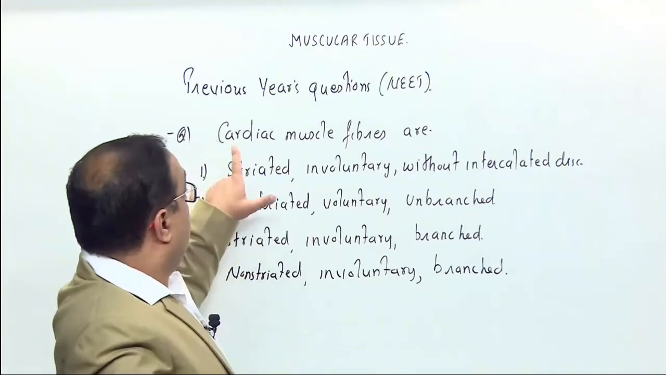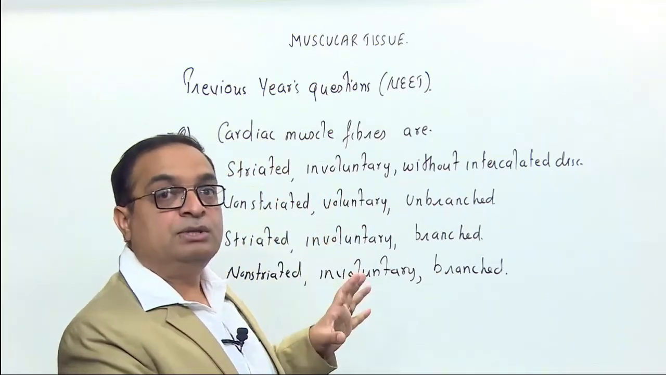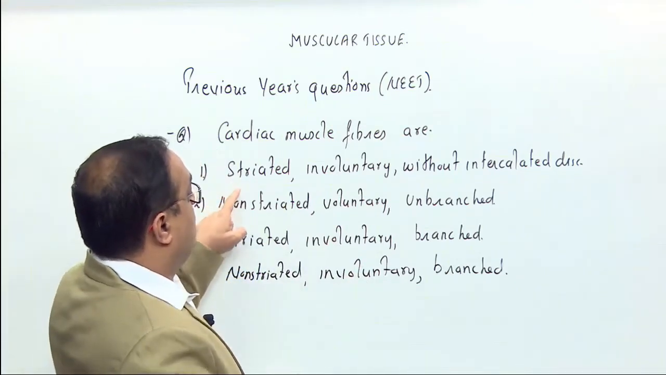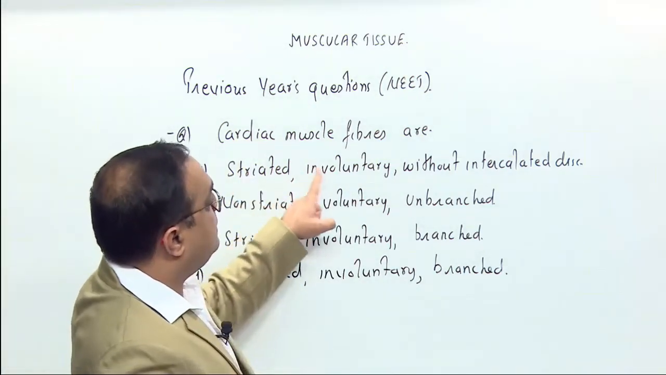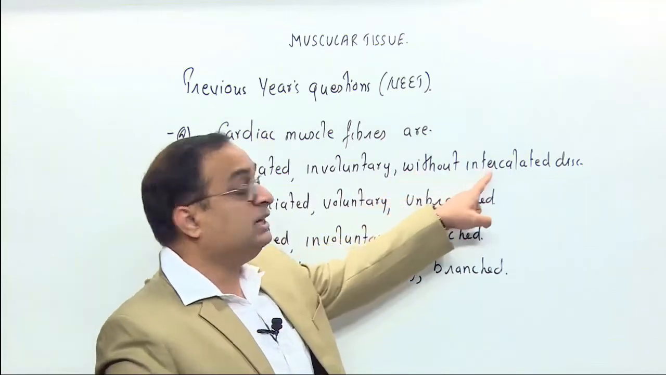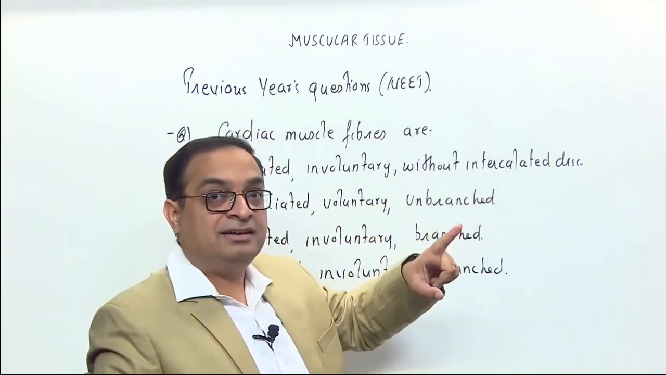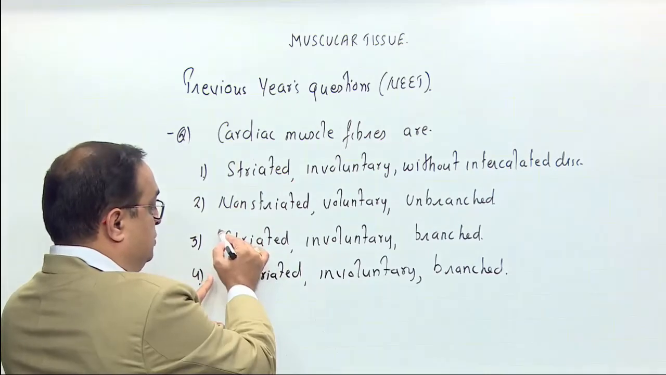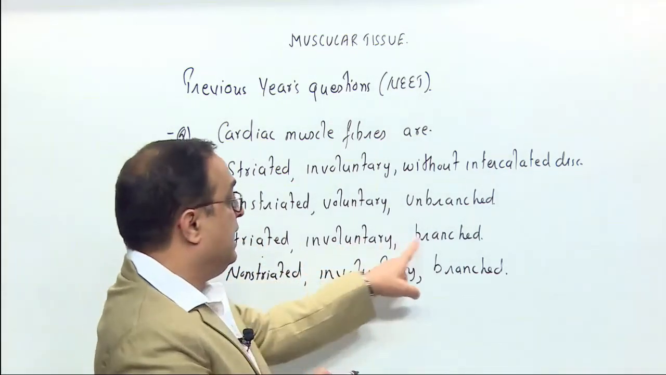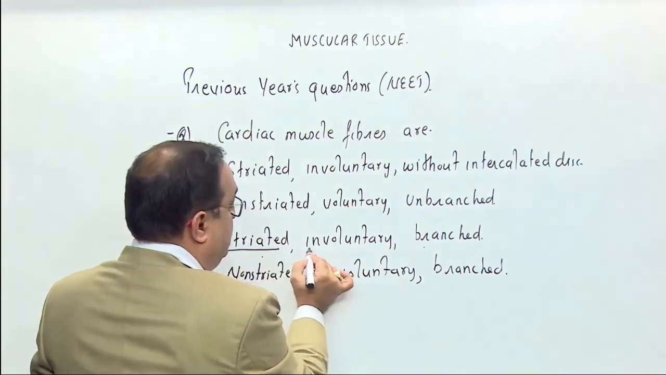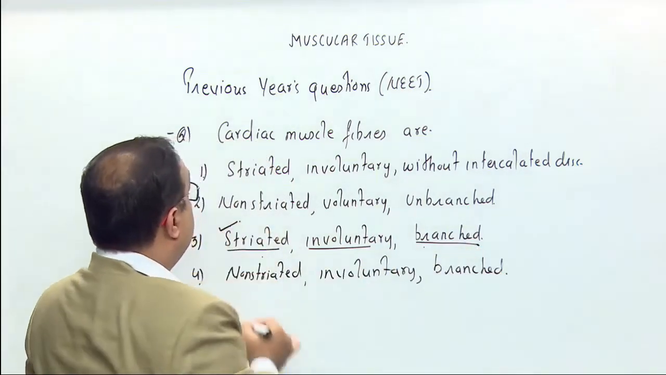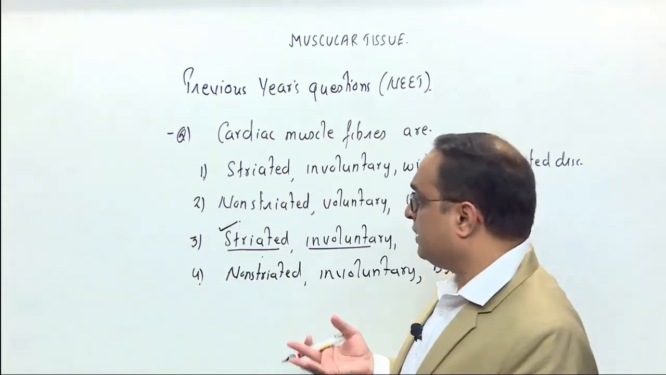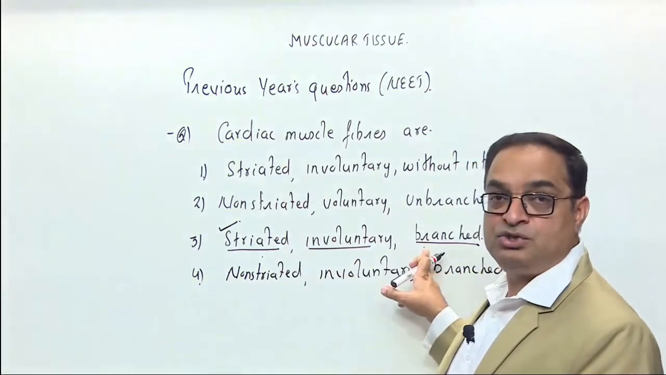Now, let's see. We have been asked about cardiac muscle fibers, and we know that the word cardiac is related to heart, so cardiac muscle fibers are present in heart. Cardiac muscle fibers have striations, right? So this option is right. Cardiac muscle fibers are involuntary, but it says that without intercalated disc. That is wrong. They have intercalated disc, that's the junction between adjacent fibers. Non-striated, that is wrong. Striated, this option is right. They are striated, they are involuntary, and they are branched also. Right? So these three points are correct. That means the correct answer of this question is that the striated muscle fibers, cardiac muscle fibers, are involuntary and they have a branching pattern also.